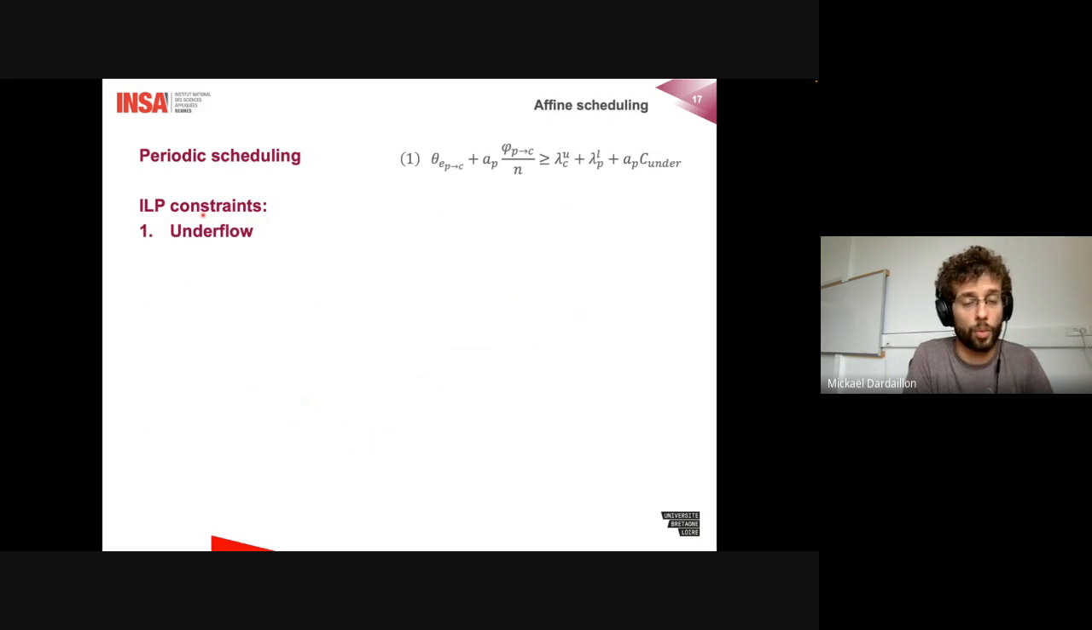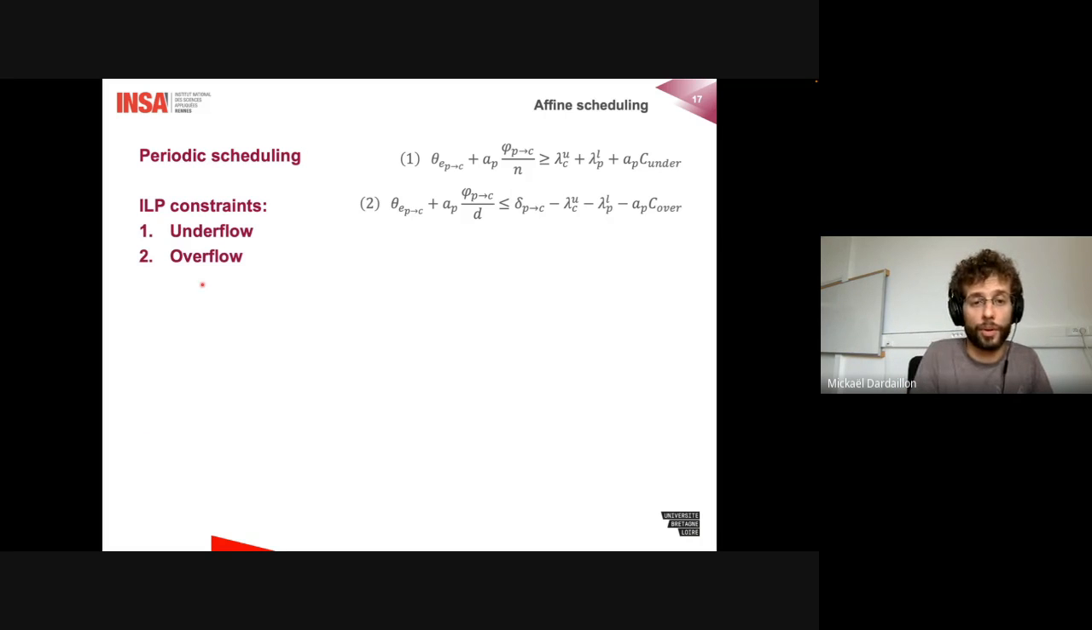This is some work that we are reusing, which was not applied to FPGA, but to other programs in SDF in general. We're going to have an underflow, meaning that an actor cannot execute before it has tokens available. An overflow, which is going to take into account the size of the FIFO. An actor cannot produce tokens if there is not enough space in the FIFO.